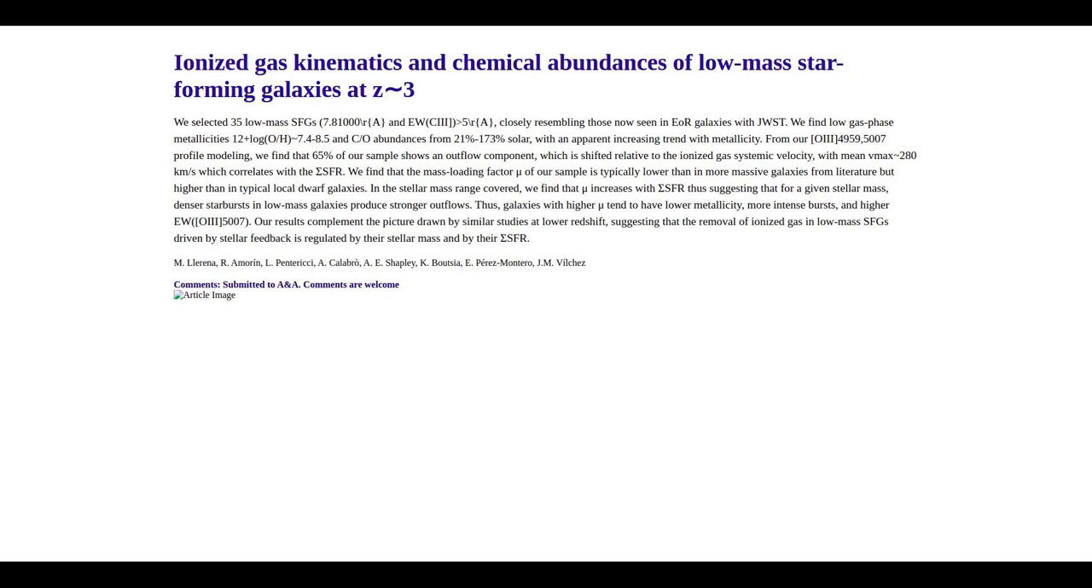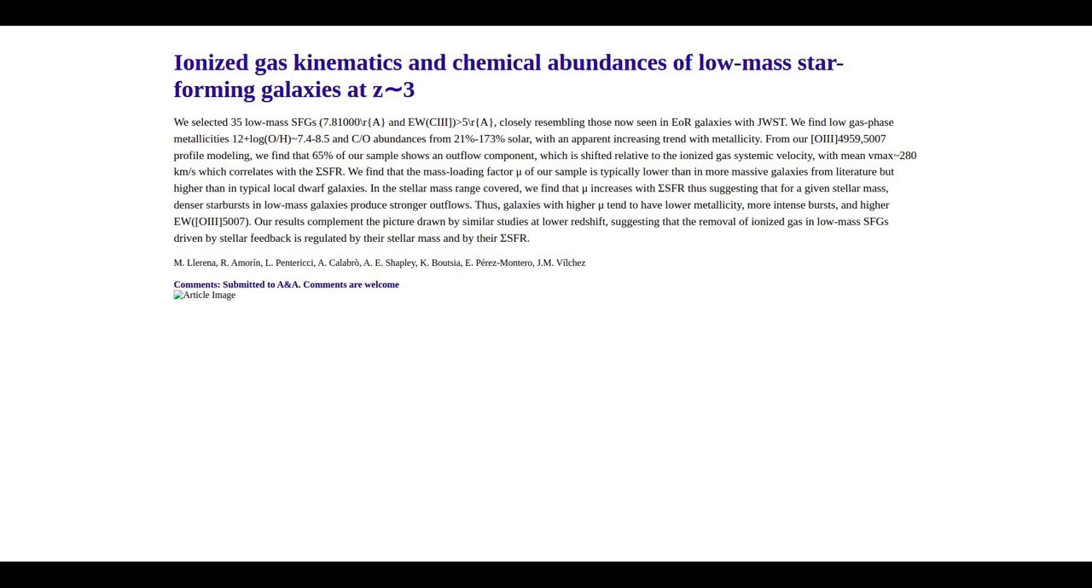We find that the mass loading factor mu of our sample is typically lower than in more massive galaxies from literature but higher than in typical local dwarf galaxies. In the stellar mass range covered, we find that mu increases with sigmosphere, thus suggesting that for a given stellar mass, denser starbursts in low-mass galaxies produced stronger outflows.